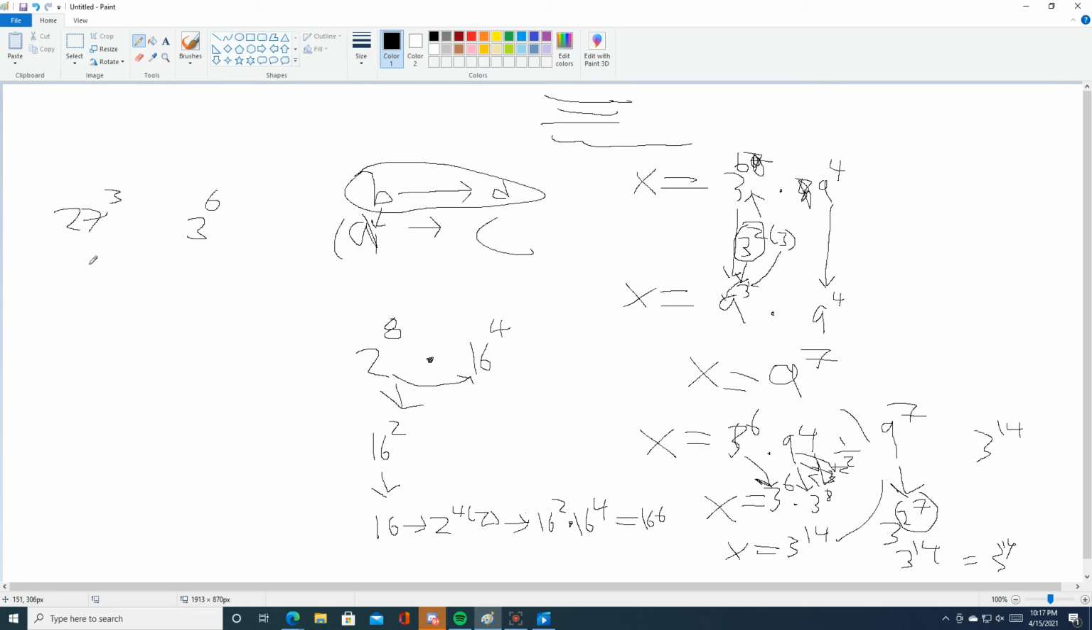We know that 27 is equal to 3 cubed. So this becomes 3 cubed cubed. And we know that this is 3 cubed squared. Do you see how I got that? Because 6 is 3 times 2. So I put it inside of the base, and then I put the exponent on the outside. That's a totally viable thing you can do.